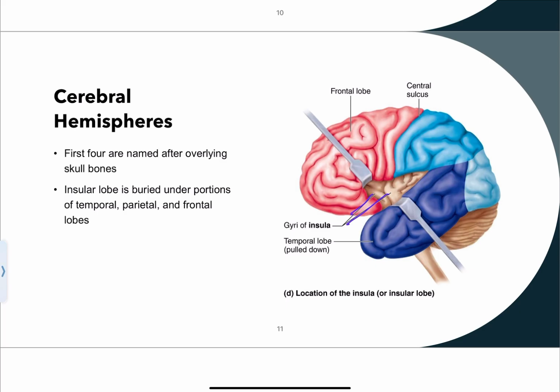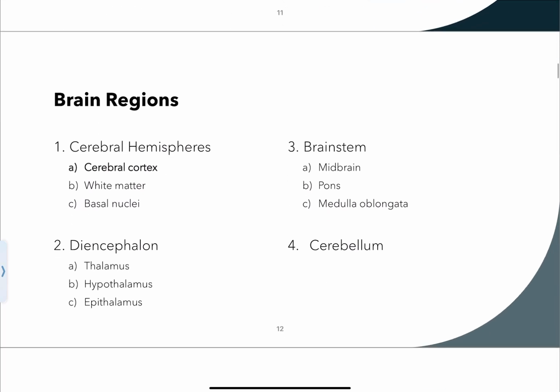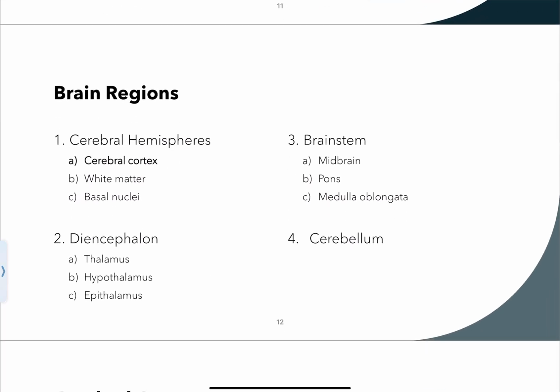Okay, I divided section 2 up into two different videos because when we start talking about our brain regions, cerebral hemispheres is included in section 2, which has three components: the cerebral cortex, white matter, and basal nuclei. This is going to be the heaviest content, so I didn't want you to have a 45-minute long video.